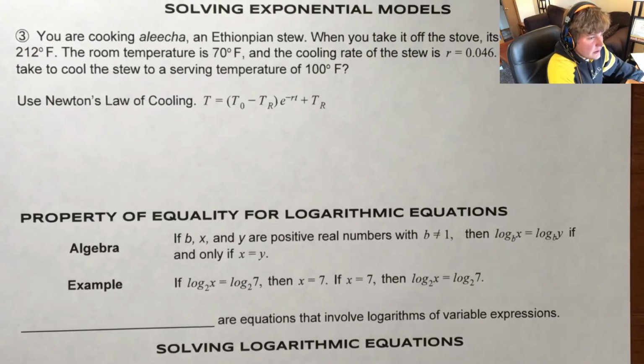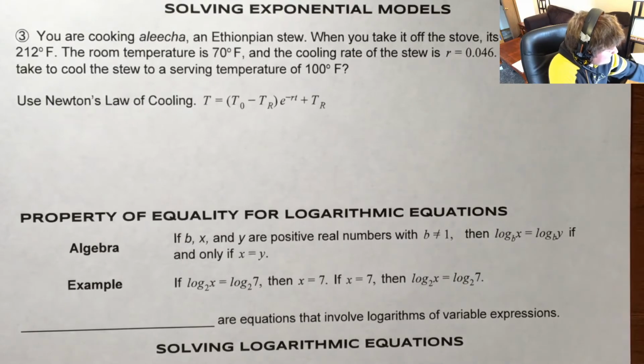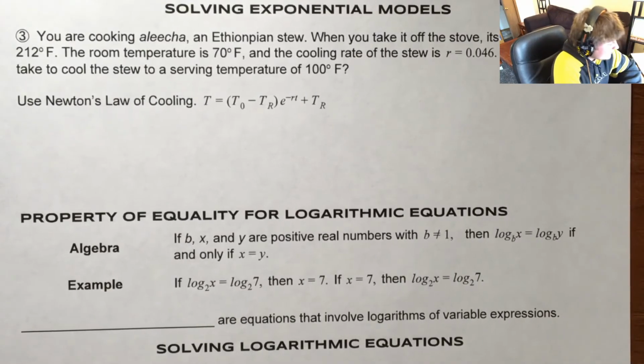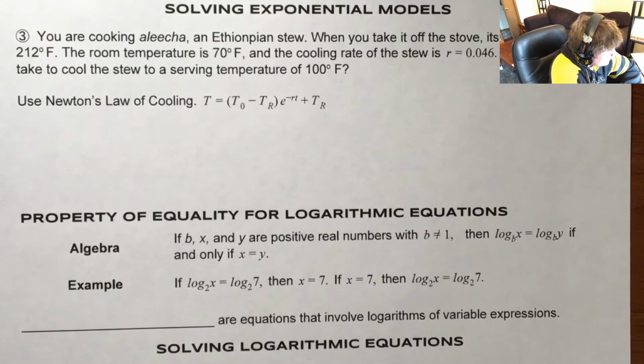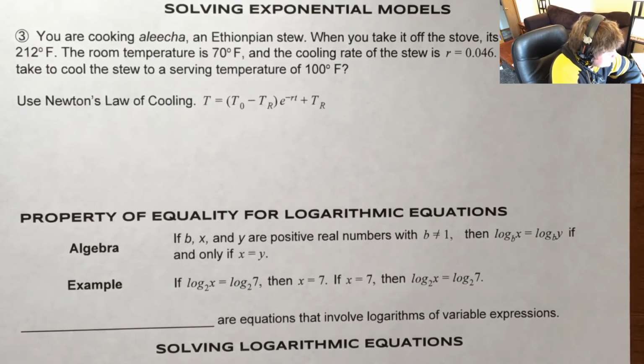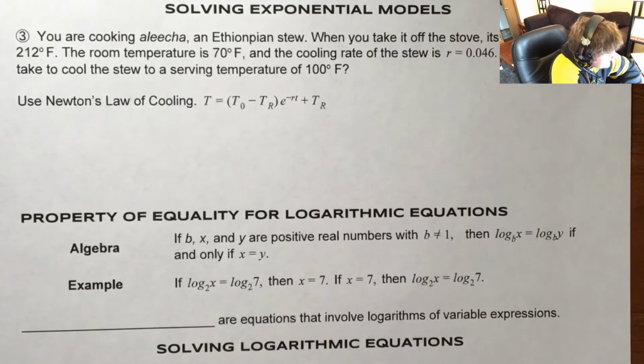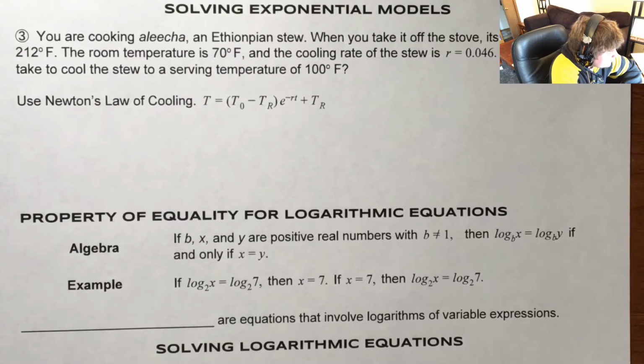All right. So we are going to just solve some basic exponential models here. We are cooking alicha, an Ethiopian stew. When you take it off the stove, its temperature is 212 degrees Fahrenheit. The room is 70 degrees Fahrenheit, and the cooling rate of the stew is 0.046. How long will it take to cool the stew to a serving temperature of 100 degrees?